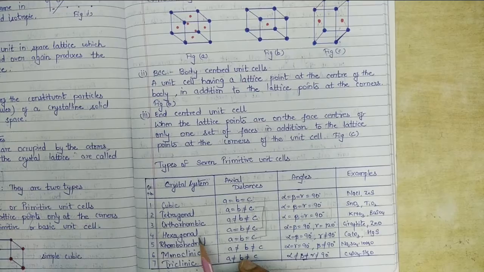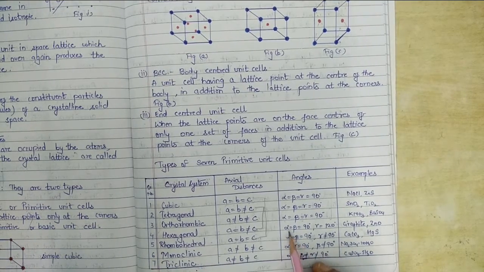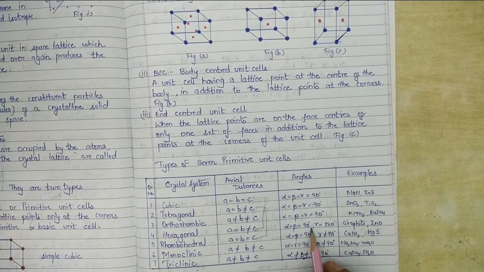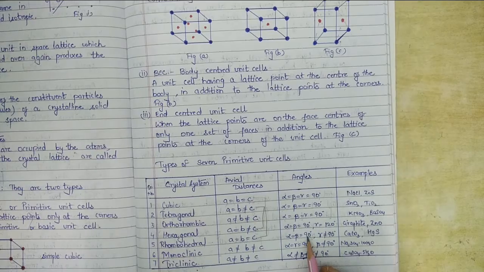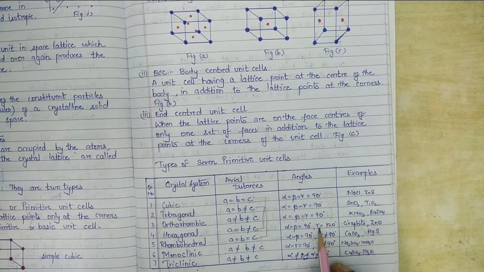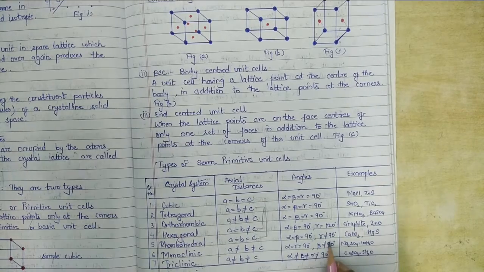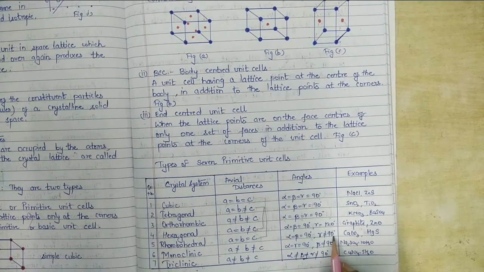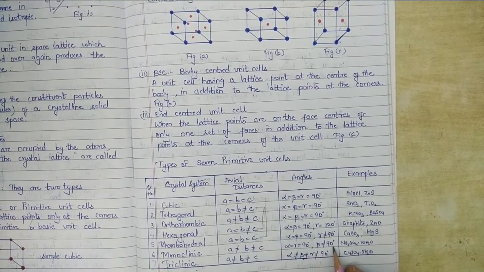Now what remain are hexagonal, rhombohedral and monoclinic. How can we remember hexagonal? Alpha is equal to beta which is equal to 90. Here also alpha is equal to beta which is equal to 90 degrees, but in this case gamma is equal to 120 degrees, and in rhombohedral gamma is not equal to 90 degrees. Like this you can remember it. And in monoclinic, alpha is equal to gamma which is equal to 90 degrees, and beta is not equal to 90 degrees.